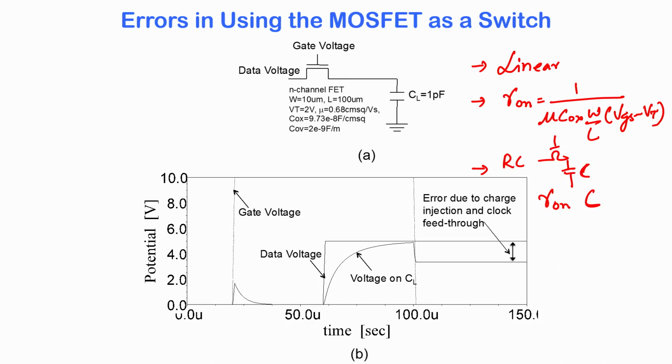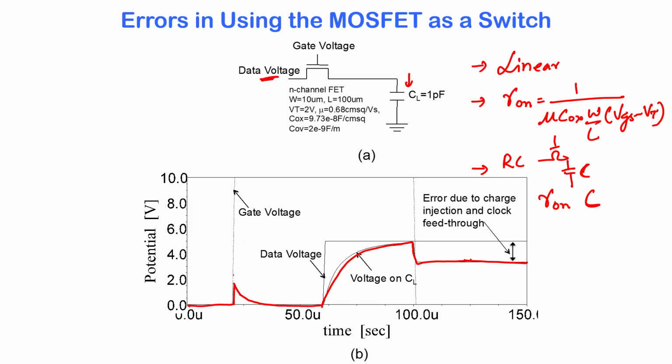Now, finally, what errors could creep in? So, here is a simulation of a MOSFET trying to write some data onto the capacitor. Okay. So, take a look at this. This curve which I show you here in a red line is the voltage on the capacitor.